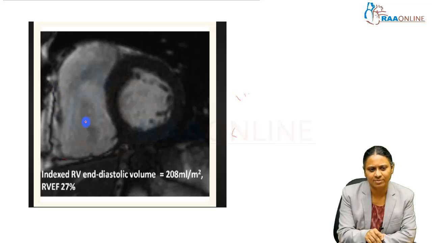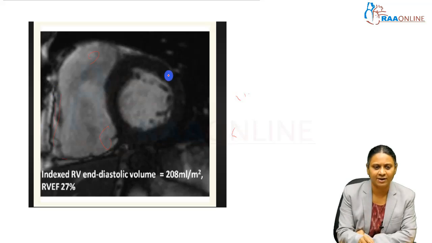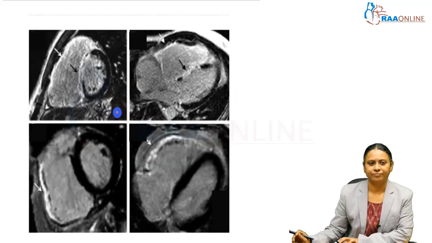There is a triangle of dysplasia from the infundibulum, apex and the inferior or the posterior wall. So this is the epicardial or free wall thinning. So the LV looks normal. There is sparing of the interventricular septum.